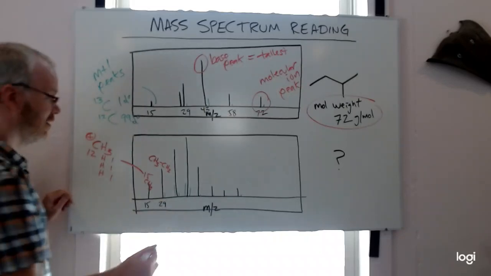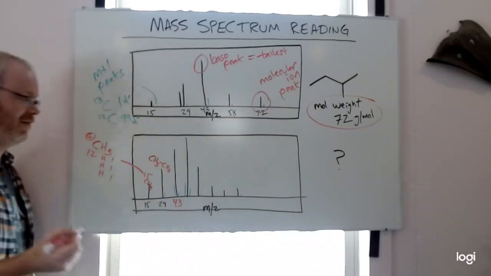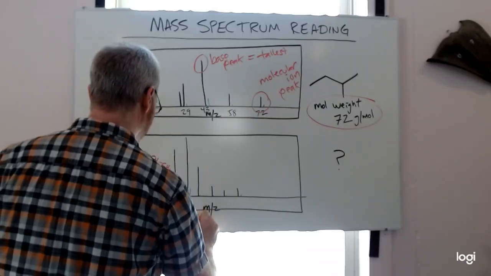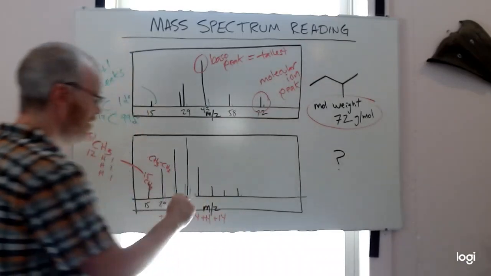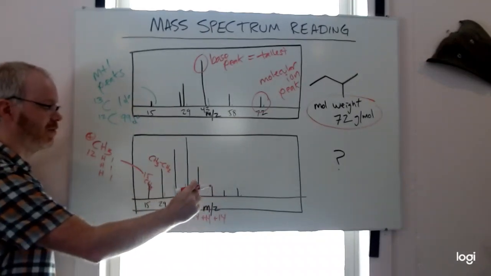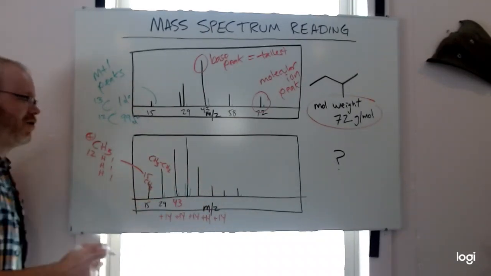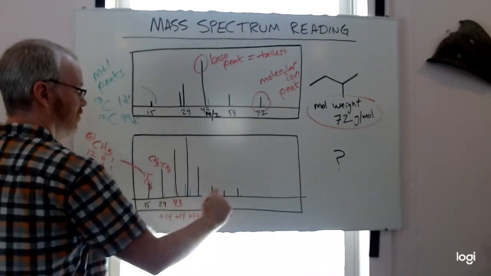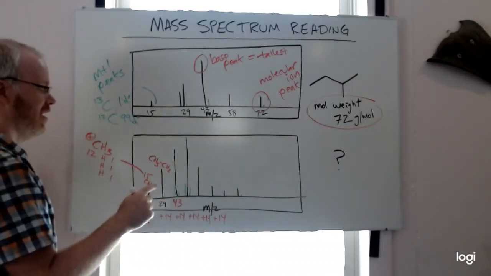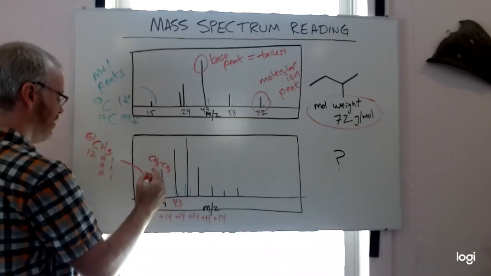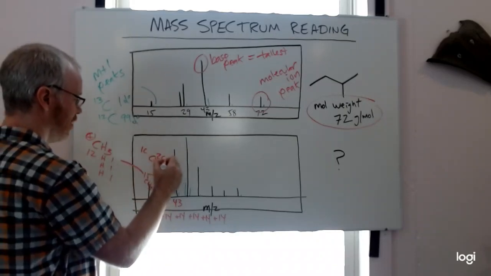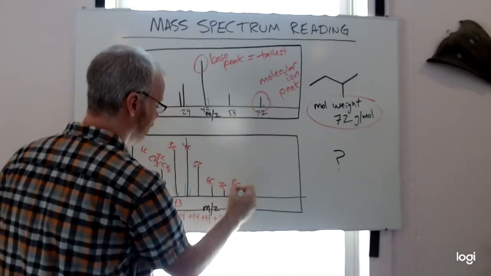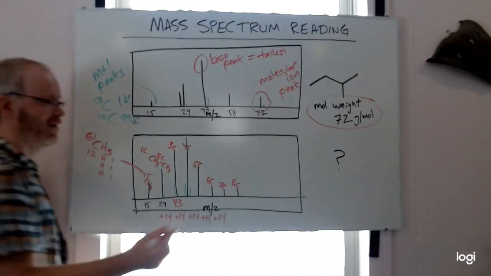What's the next peak there? 43, that's another 14. Essentially you're going plus 14, plus 14, plus 14, plus 14. If we see that kind of pattern, these regular small gaps of 14 atomic mass units, what you're probably looking at is a hydrocarbon. Without spending a ton of time trying to figure out a starting point, you can say, okay, this peak shows me I've got 1 carbon, 2 carbons, 3, 4, 5, 6, 7, 8 carbons. And hey, maybe this is octane.